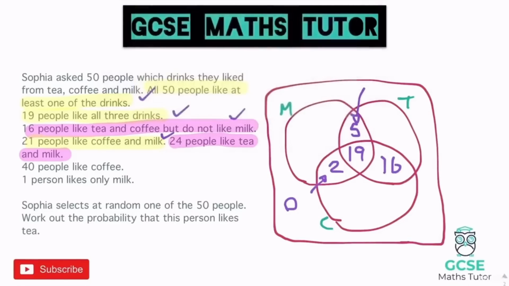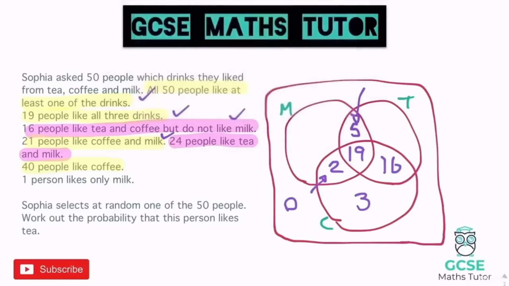We've got 40 people that like coffee. We've already got 3 numbers in our coffee circle: the 2, the 19, and the 16. In total that adds up to, 2 plus 19 is 21, add the 16 is 37, and it says 40 people like coffee, so that's going to be an extra 3 that make that coffee circle up to 40.